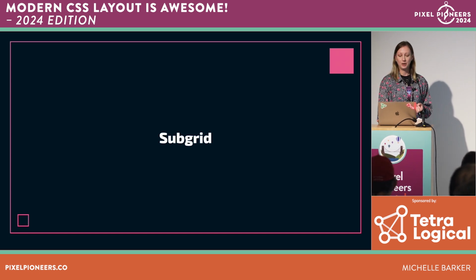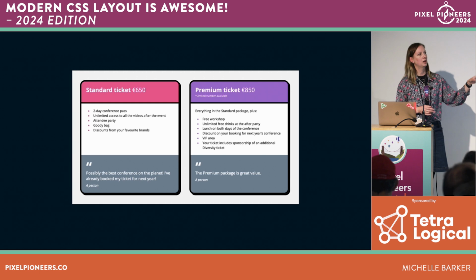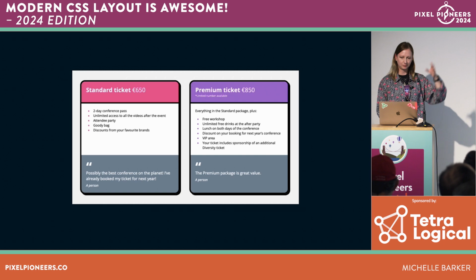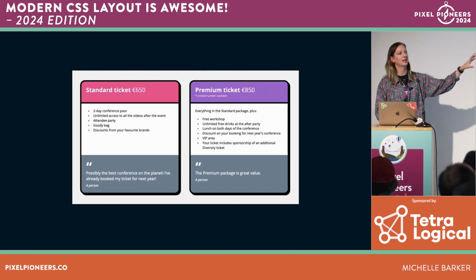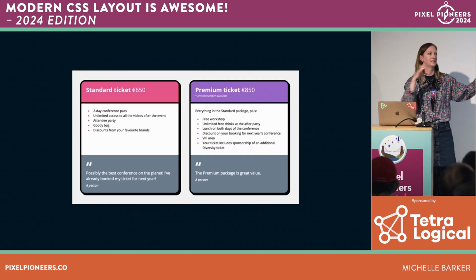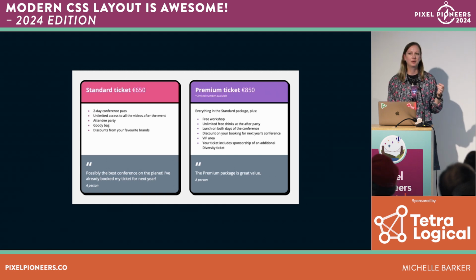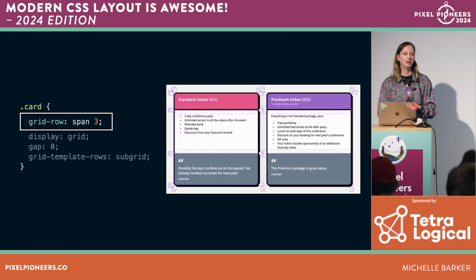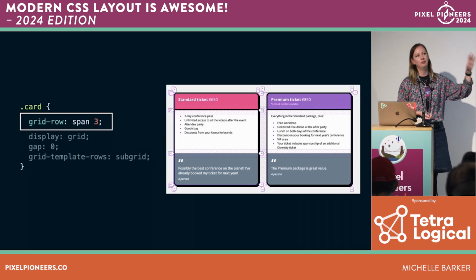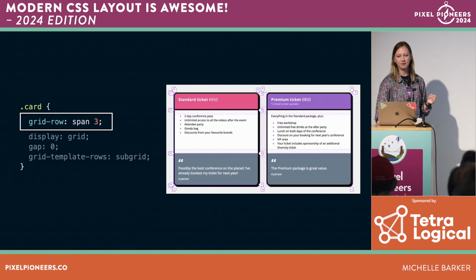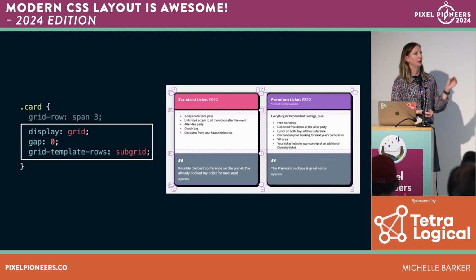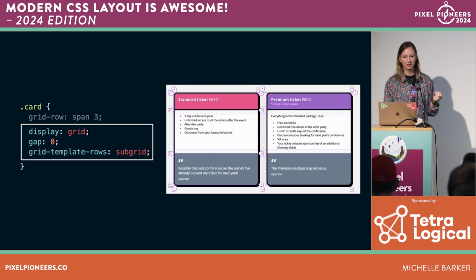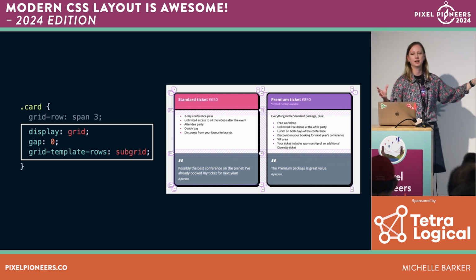So let's have a look at a quick example. We have these two cards here, and they have different content in the top, middle, and bottom sections. But we might want each of those sections to align with the other cards in the row. Now, without Subgrid, neither card is aware of the other one's content. But we could make each card span 3 rows of the parent grid, and then use a grid-template-rows value of subgrid so that they inherit the parent grid on the row axis. And now our content aligns across all the cards in the row.